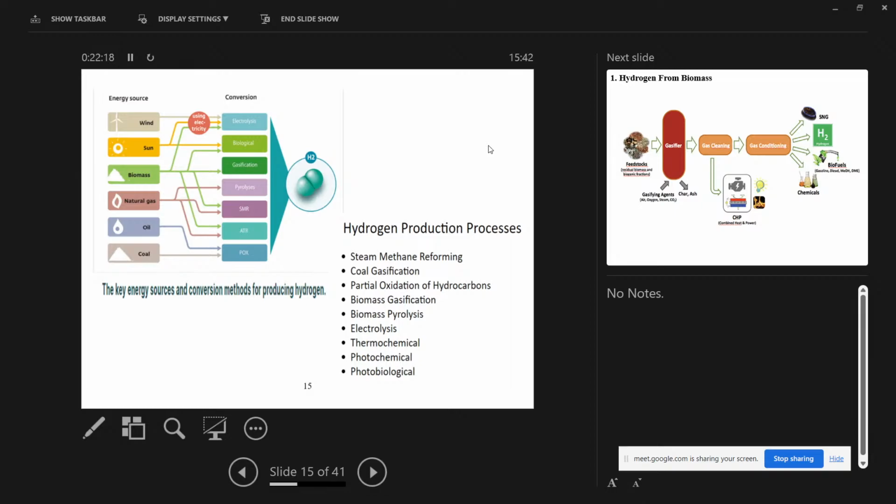So this will give you an idea now. We have various ways on the left-hand side: through the wind, through the sun, natural gas, or maybe coal, which give different ways to convert by various processes, which may be electrolysis, gasification, pyrolysis, or SMR, steam reforming methods, which will give you the hydrogen. On the right-hand side of the slide, we show the different processes right now used in industries, which mainly synthesize hydrogen.